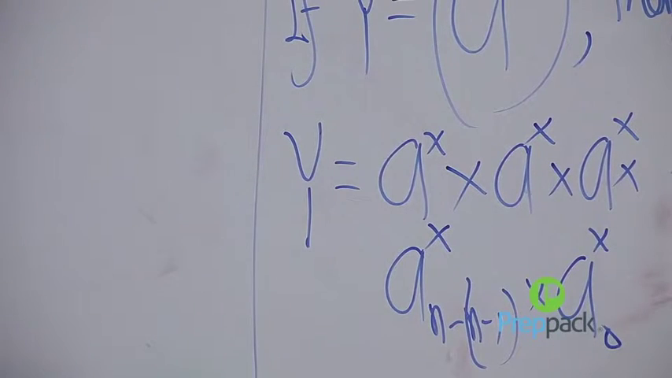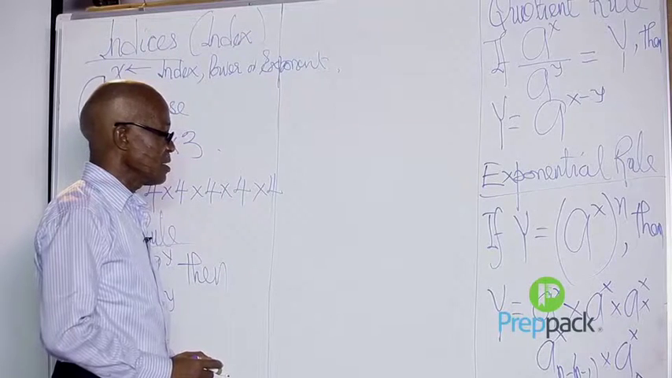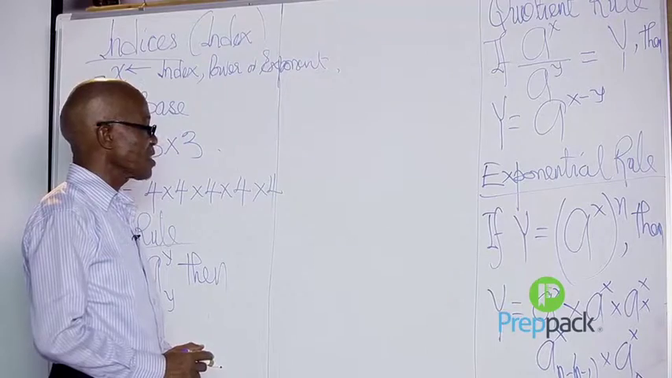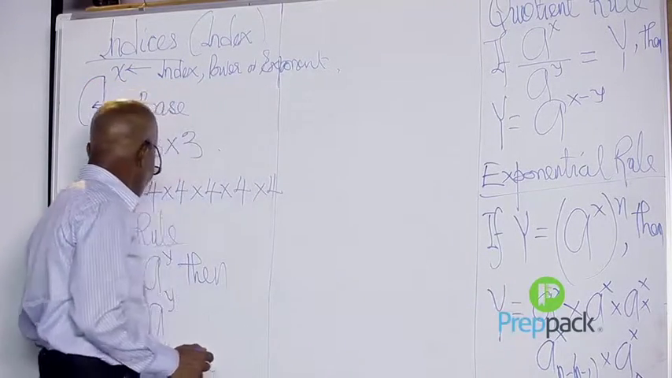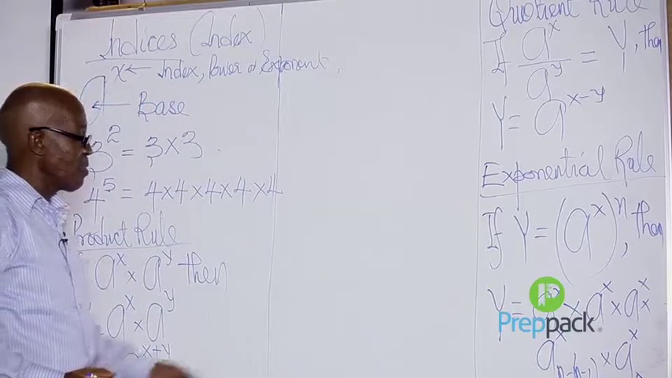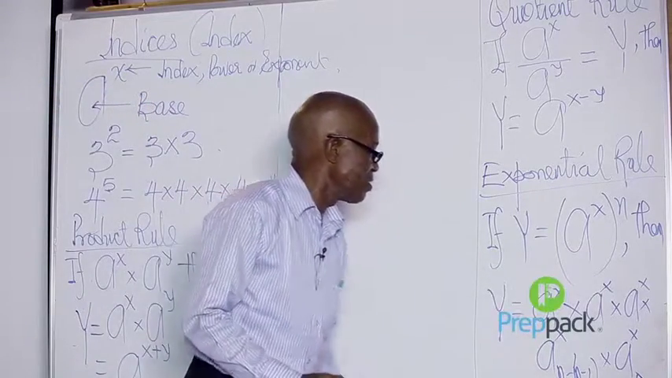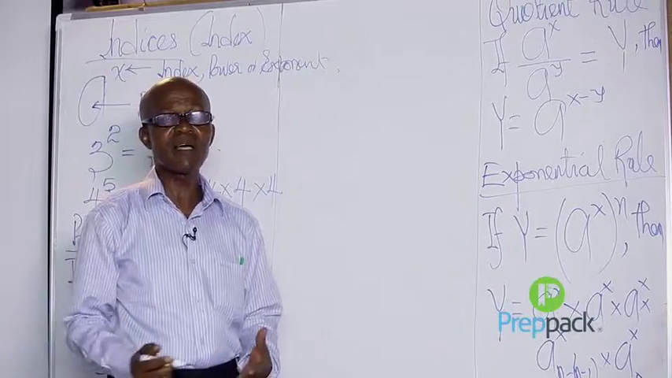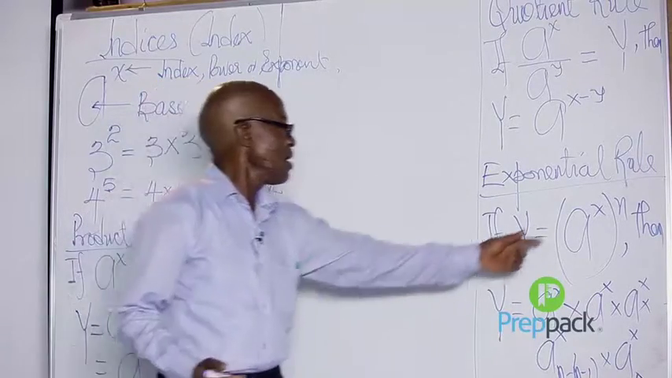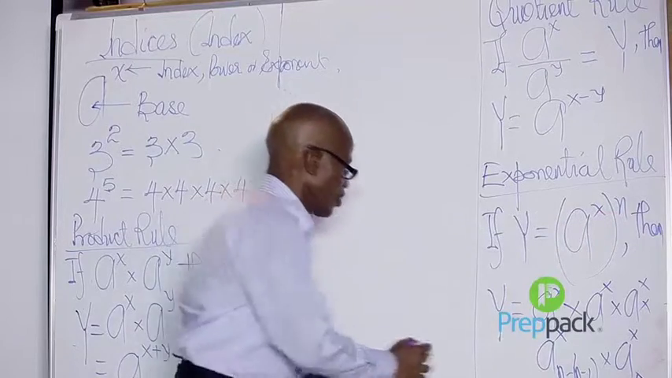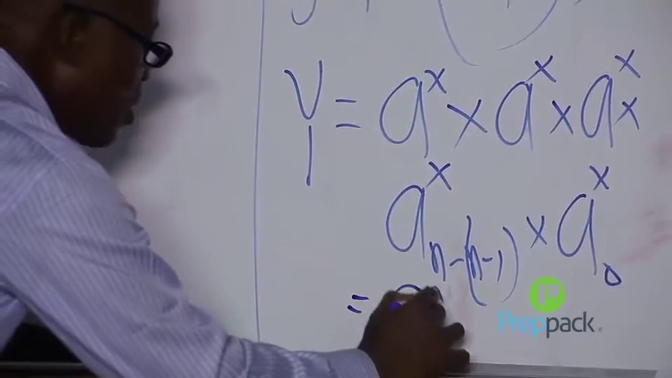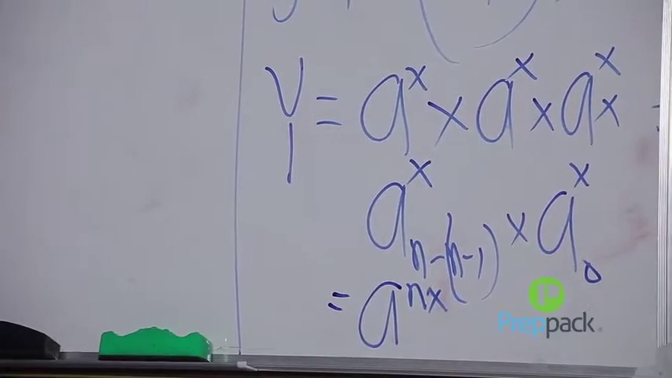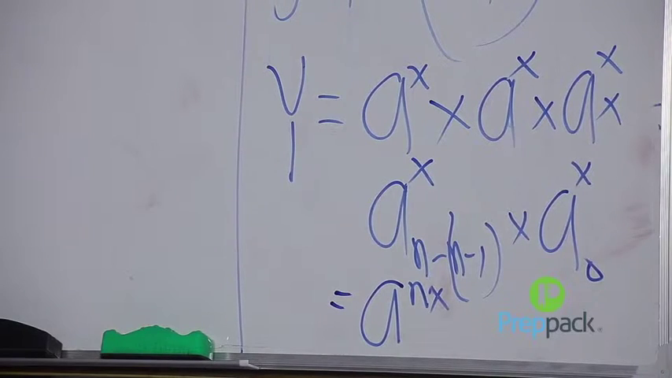Okay? Now, what is the meaning of this? By the time you look into this, here we said we can sum this up. By the time we sum these up, we will realize that it becomes nx, n multiplying x. So in effect, this becomes A raised to power nx. That is what the result is going to be under the exponential rule.